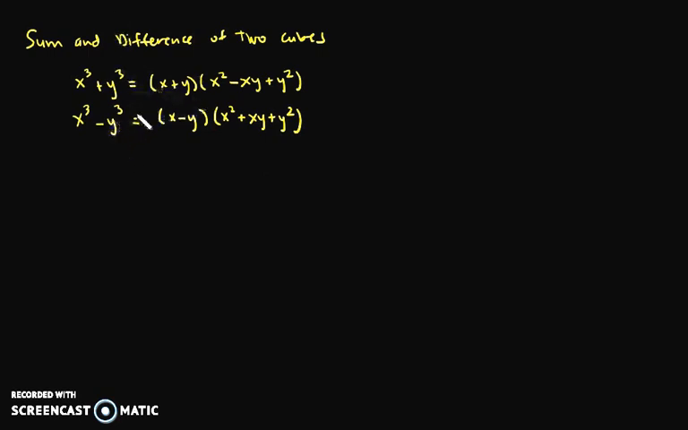So if we think of the sum of two cubes as the cube of the first quantity plus the cube of the last quantity, we have a formula: the cube of the first quantity plus the cube of the last quantity is simply equal to the first quantity plus the last quantity, multiplied by the square of the first, minus the product of first and last, plus the last squared.